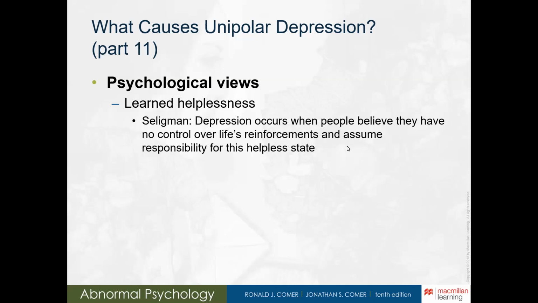So, from that, Seligman says that depression occurs when people believe they have no control over their life reinforcements and they assume responsibility for this helpless state. So, these maladaptive attitudes, the cognitive triad, and the errors in thinking then become automatic thoughts, and they are constantly badgering themselves and putting themselves down, believing that the state they're in is one that will never change, and they may be helpless in this situation. Therefore, it can lead to depression.